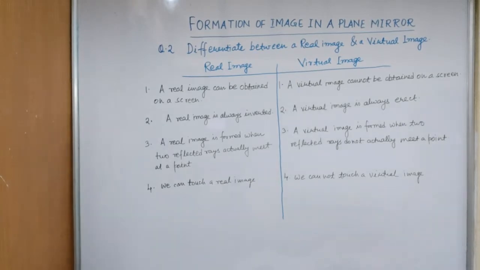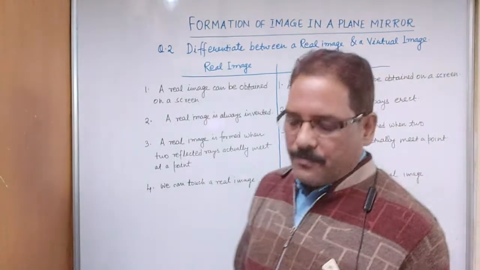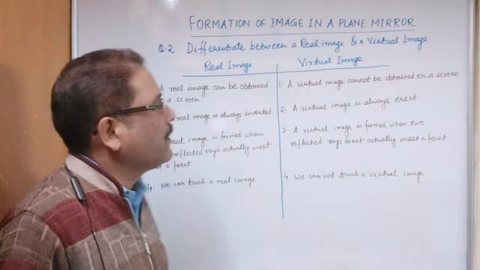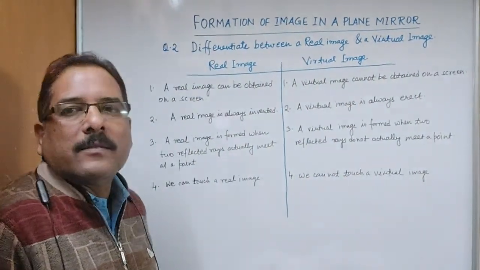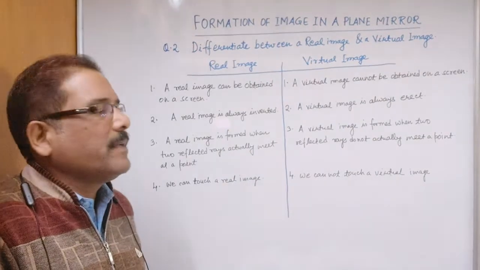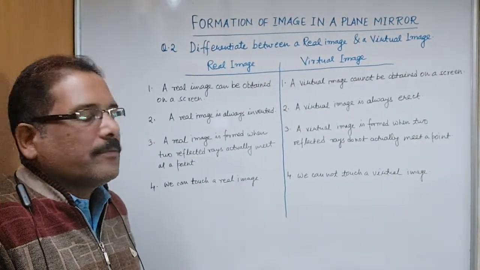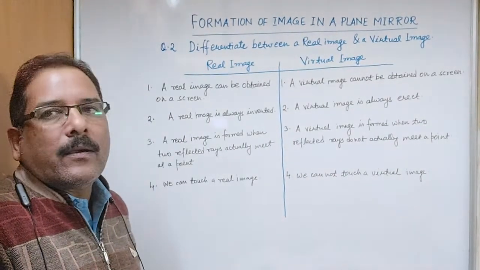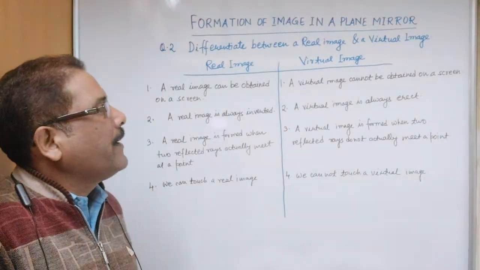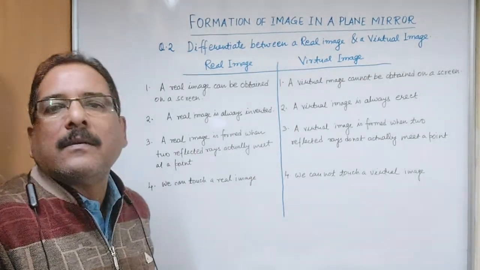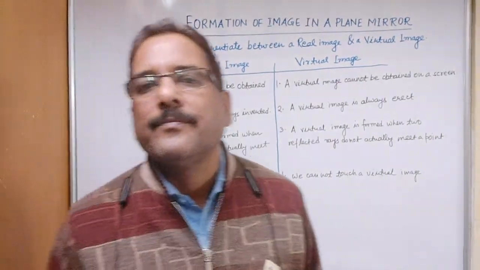I think you all have written, children. Now we will discuss another important thing, that is what are the characteristics of image formed by a plane mirror. Now we have drawn a diagram how the image of a point object is formed in a plane mirror. Now we will discuss its characteristics.